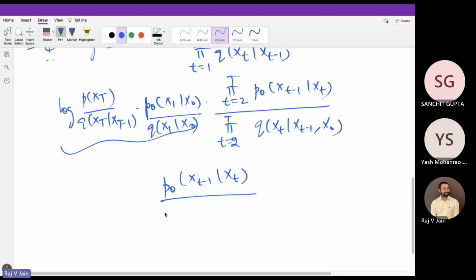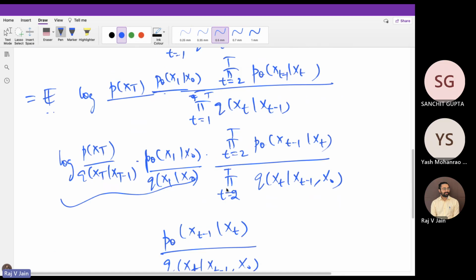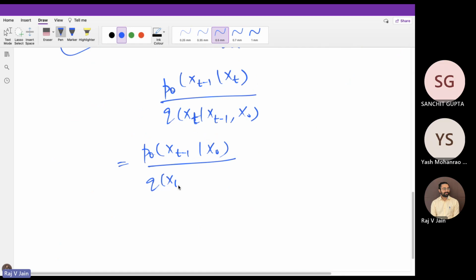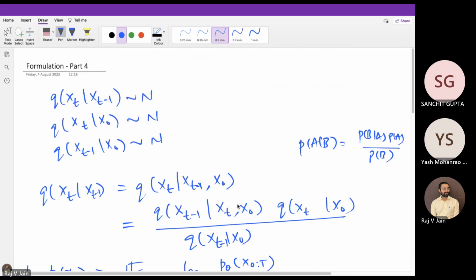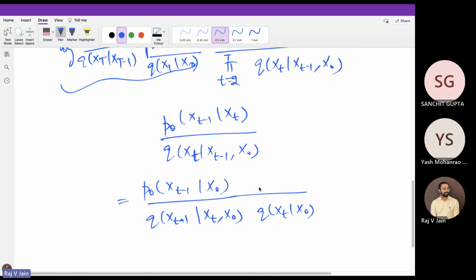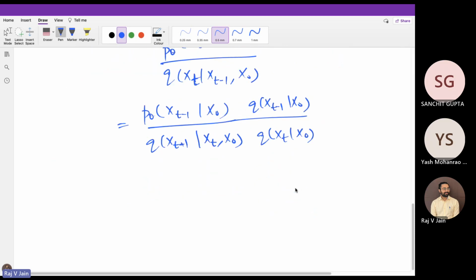So now we'll look at this term, q(xt | xt minus 1, x0), right? Now this second, write it as p theta of xt minus 1 given x0. Same jugglery we'll do here, and we'll write this term as q(xt minus 1 | xt, x0) into q(xt | x0), and then the numerator becomes q(xt minus 1 | x0). Is it fine? This is clear, right?